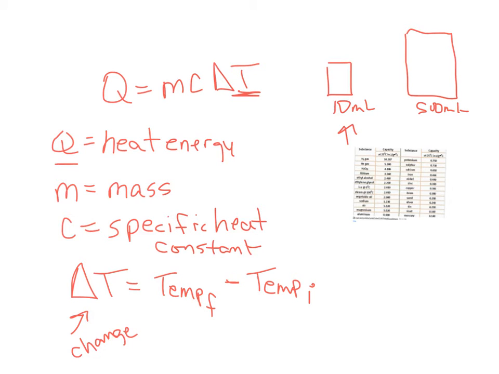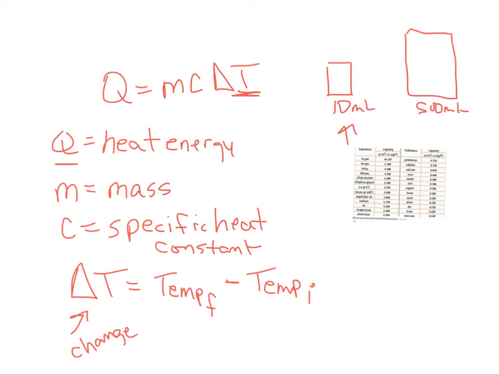So, a quick recap of this formula. We have Q equals MC delta T. Q is the total heat energy, M is the mass, and C is the specific heat constant, which is specific for every different substance that exists. And delta T is the overall temperature change, the final temperature minus the initial temperature.